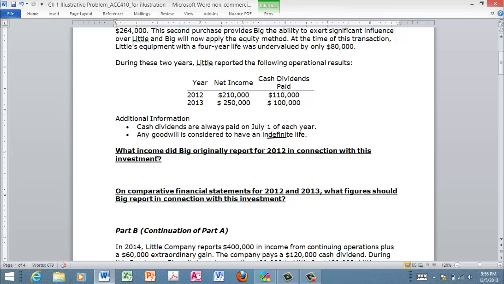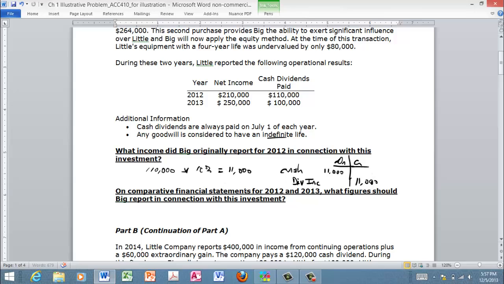Now, the first question: what income did Big originally report for 2012 in connection with this investment? That's a fairly straightforward question because we see that there were dividends of $110,000 that were paid, and Big had a 10% interest, so you simply get $11,000. And then what does Big do on its books? Well, the journal entry they make is to debit cash for the $11,000 and then credit dividend income for the same amount. Okay.